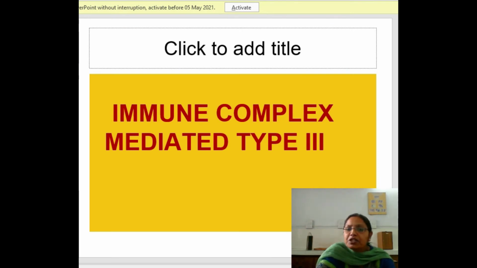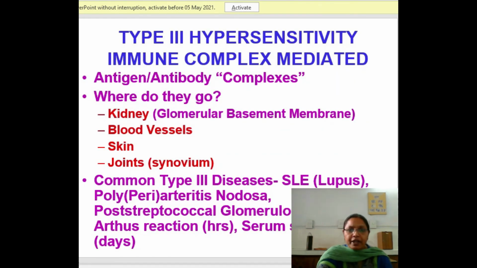Now immune complex mediated or type 3 hypersensitivity. As you all know, antigen is there, antibody is there in the body. As soon as antigen comes, antibodies are there, so there is formation of antigen antibody complexes. So where do they go? The antigen antibody complexes, as our filters, will settle down at certain filters of the body, like the kidney. They will settle in the kidney, blood vessels, skin and joints.